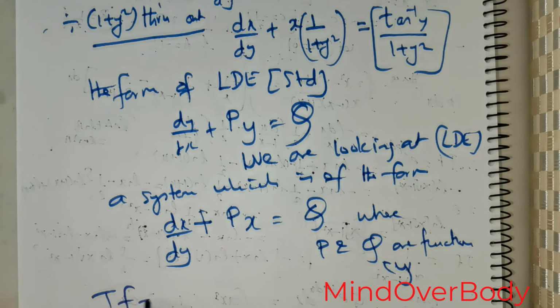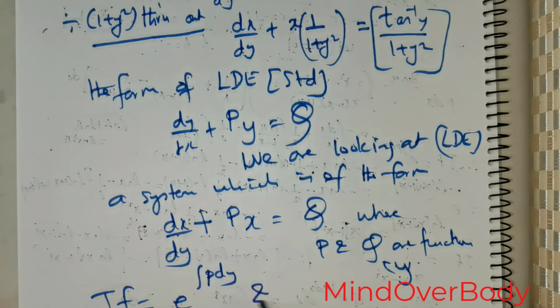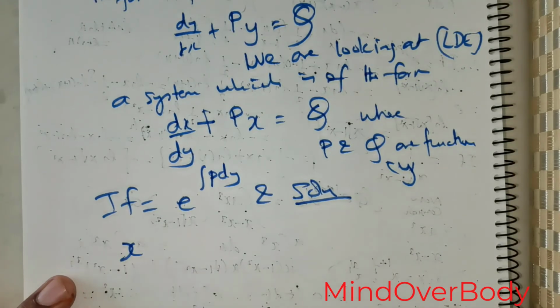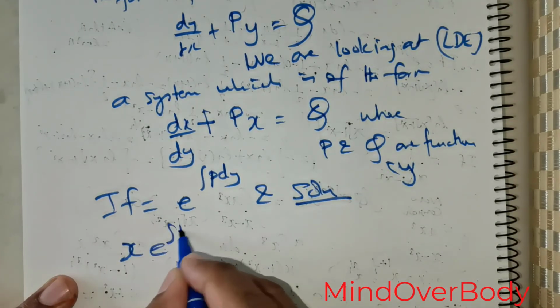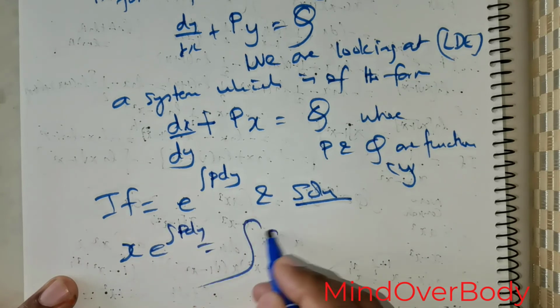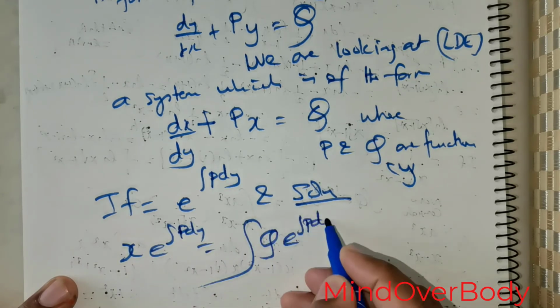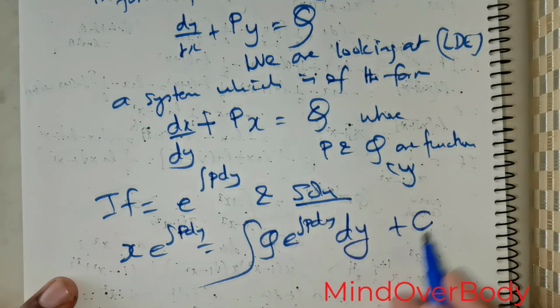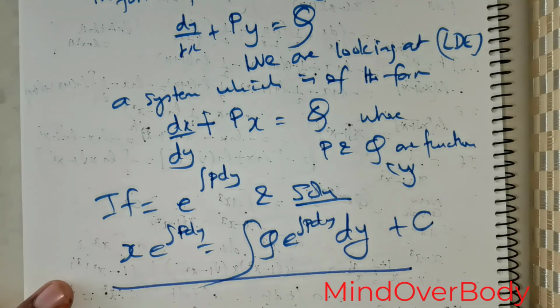So the integrating factor will be e raised to the power of not integral p dx but integral p dy, right? And my solution is not going to start with y, it's going to start with x. So x times e raised to the power of integral p dy is equal to integral q times e raised to the power of integral p dy times, it's not dx, it's going to be dy positive c. So this is what we are looking for, and we will have to achieve this.